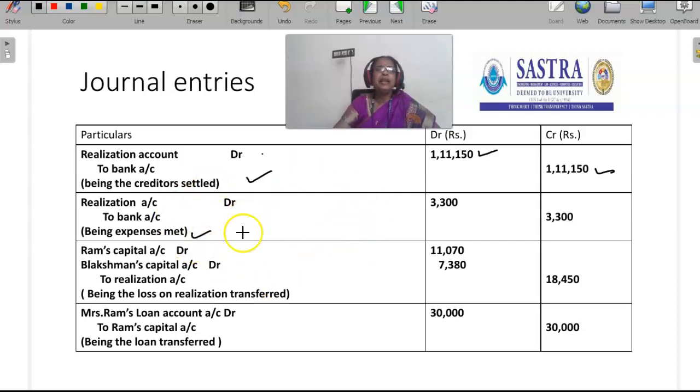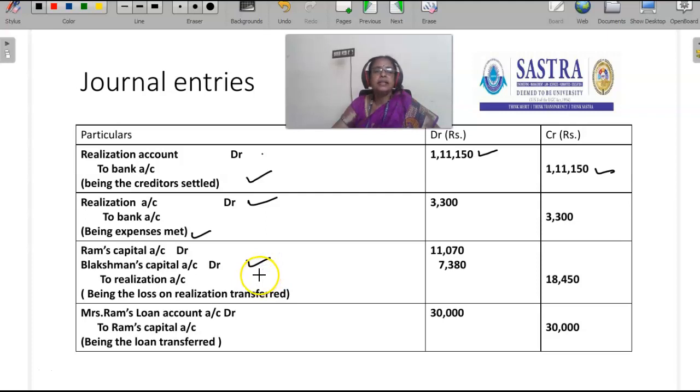Realization is a big process. They are selling the assets, settling the liabilities and all. For selling the assets, they have to bear many expenses. All the expenses are met only from the opening balance of cash as well as the assets realized. So they settled the creditors first and then met the expenses. For that, the entry is realization account debit to bank.